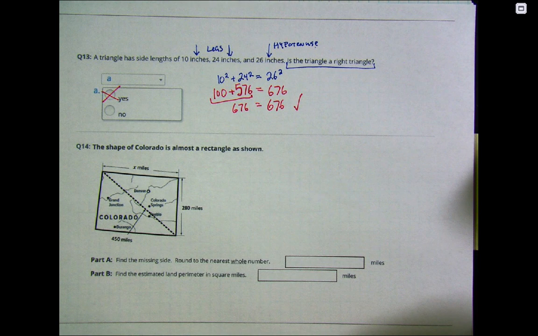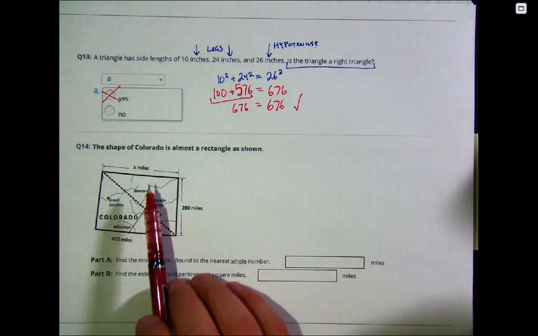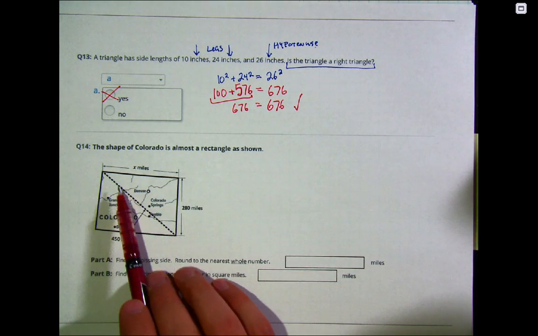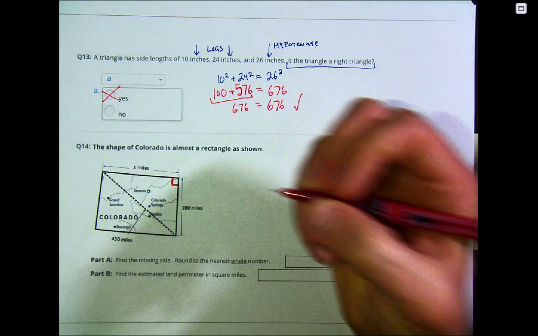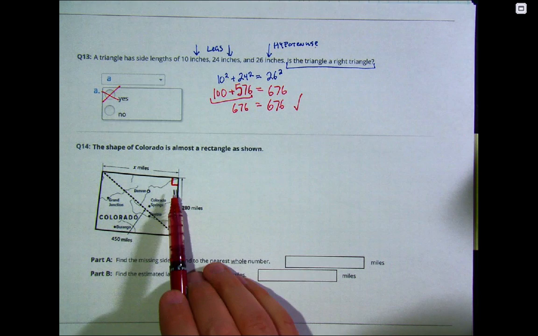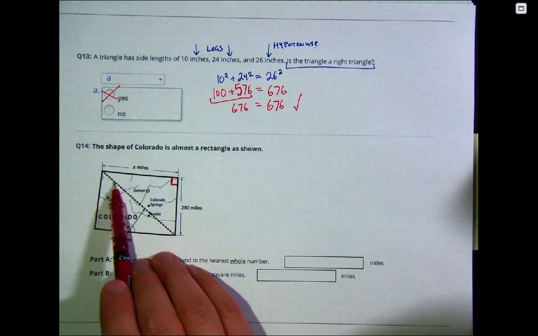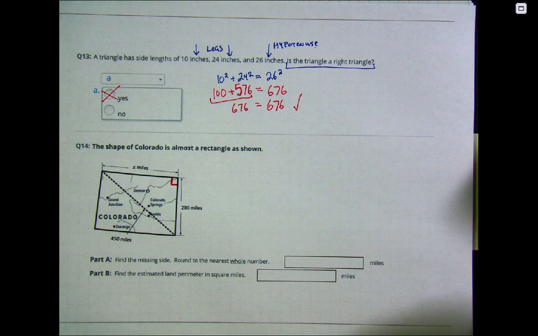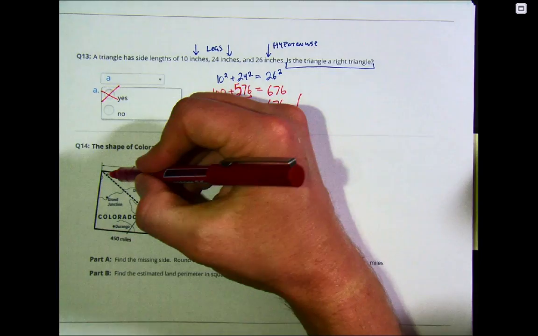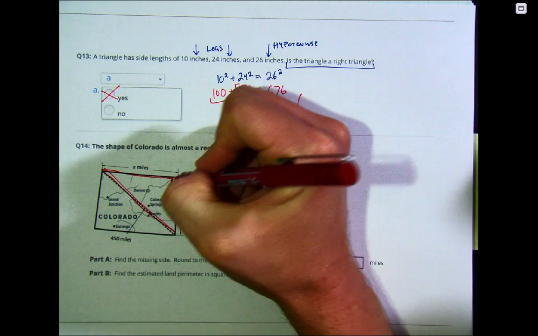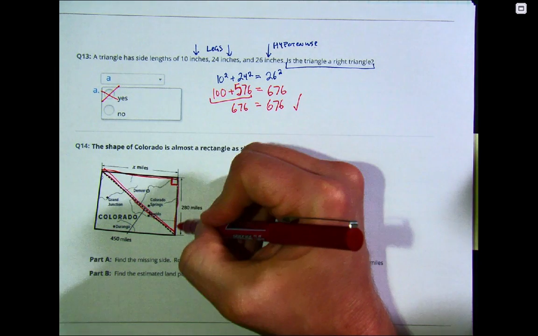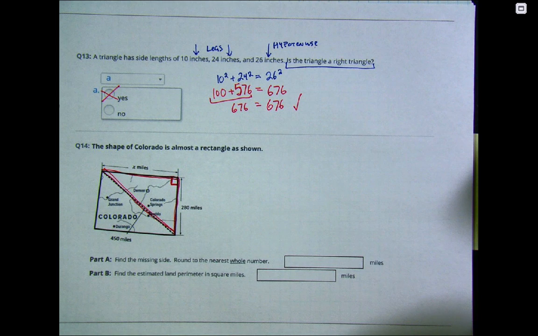And finally, Pythagorean theorem works in Colorado too. So the shape of Colorado is almost a rectangle. It's not exactly a rectangle, but it's pretty close, so we could use the Pythagorean theorem to at least estimate that this is kind of like a right triangle right here. And we know the hypotenuse of that right triangle. So really, Colorado doesn't have much to do with this problem. This is really just another right triangle problem in disguise.